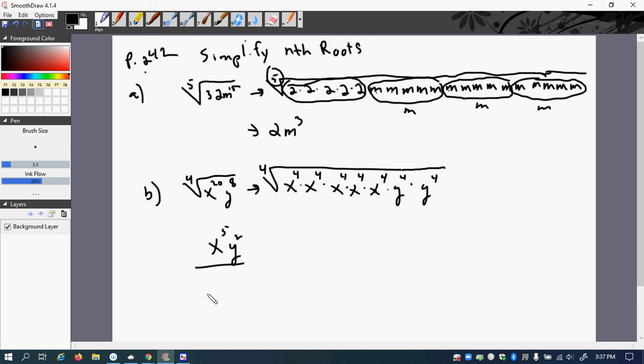And that's what I'd like you to do for the problems that I want you to do, which are also on the same page, 242. So do both of those problems and turn those in.